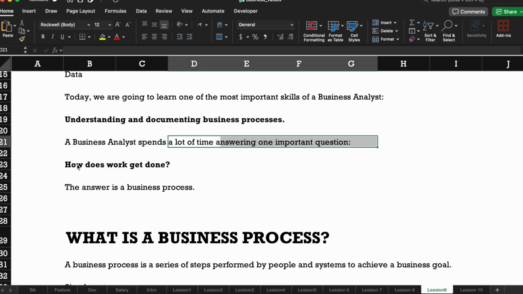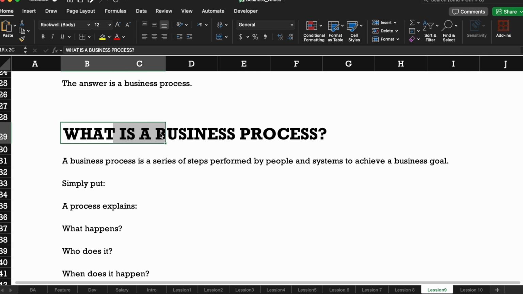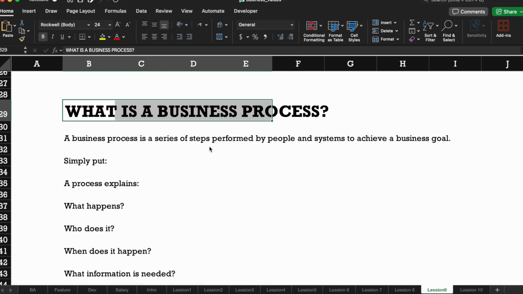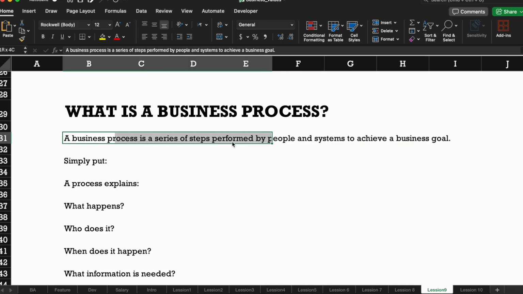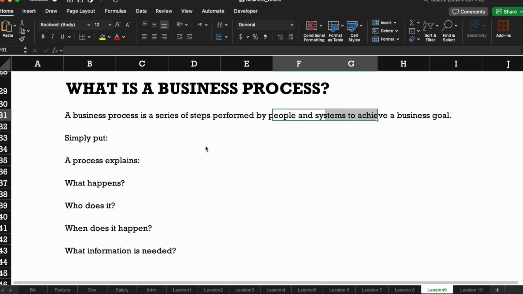How does work get done? Right? This answer is the business process. So let's understand what a business process is. A business process is a series of steps performed by people and systems to achieve a business goal. In the previous lesson you saw one simple action, one scenario. Behind the scene, who is involved, what systems are involved, what people are involved. So we are going to understand how the business process works.